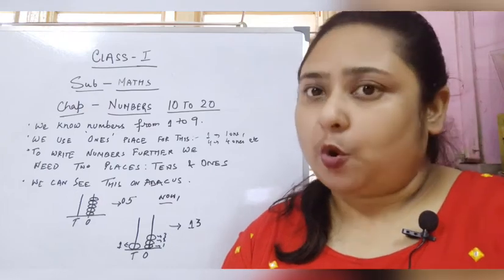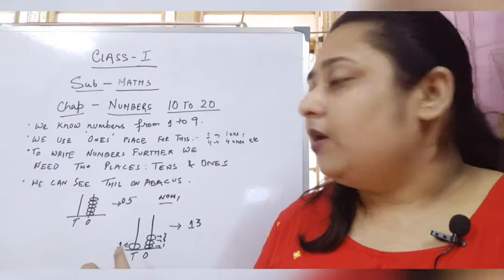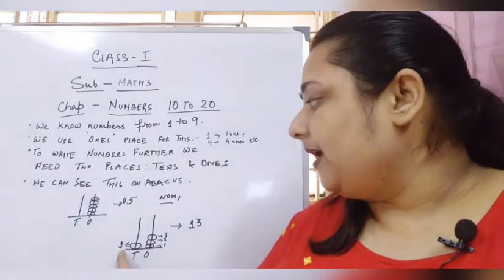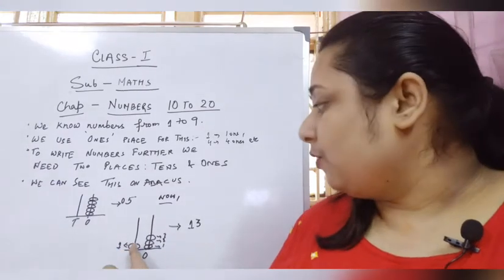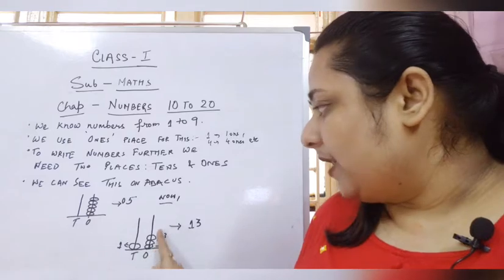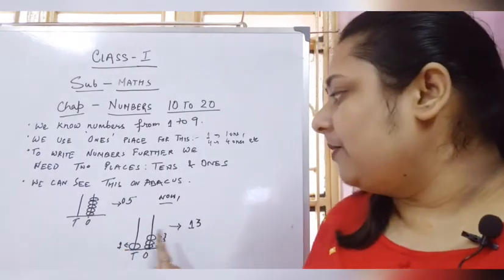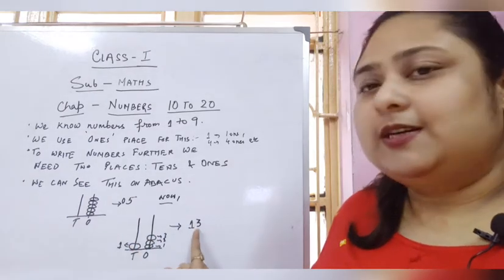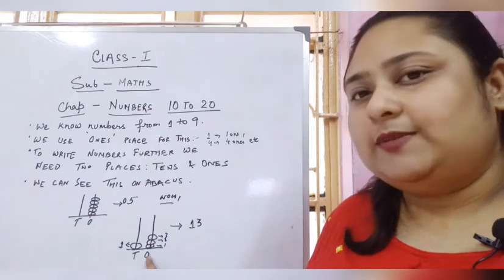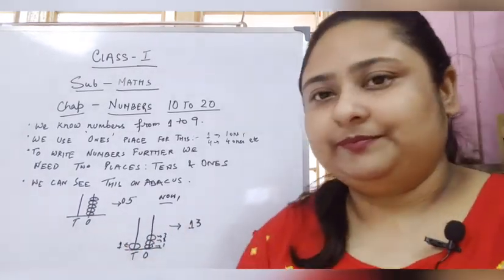Children, if we want to show 13 on the abacus, what we will do? We will put 3 beads in the ones place and 1 bead on the tens place. So we have 1, 2, 3. 3 beads in the ones place and 1 bead in the tens place. So it becomes number 1 and 3 becomes 13. So 1 is at the tens place and 3 beads are at the ones place. By counting this, we can say that 13 is the number.